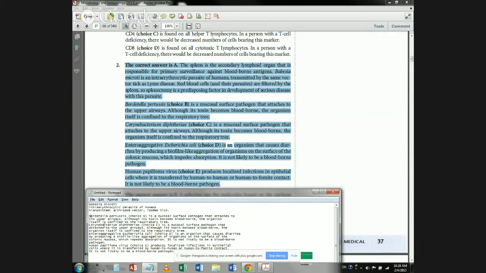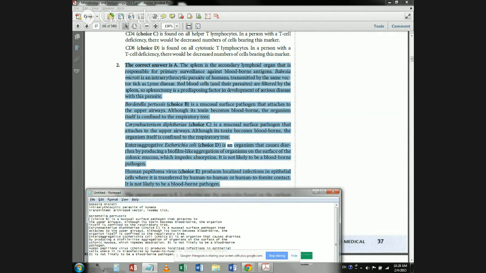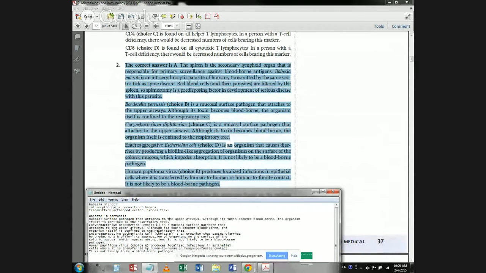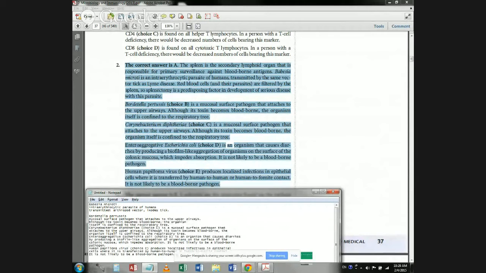Let's talk about Bordetella pertussis. It is a mucosal surface pathogen that attaches to the upper airways. Although its toxin becomes bloodborne eventually, the organism itself is confined to the respiratory tree. Okay. Toxin, bloodborne.